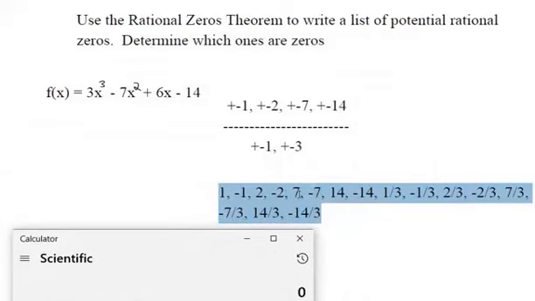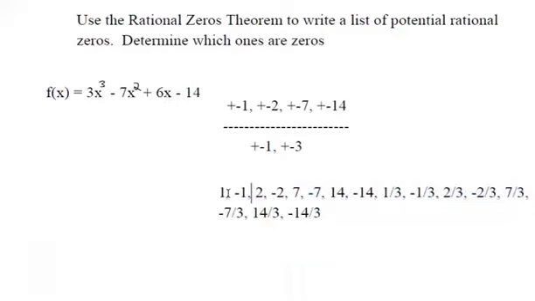So we don't know which ones are zeros, though. That's the crappy thing, is you've got to plug in 1, see if it works out. If I plug in 1 for x, 1 to the third is 1. 3 times 1 is 3. So that's 3 minus 7 is negative 4. Negative 4 plus 6 is 2. 2 minus 4. I plugged in 1. I didn't get 0. So let's move on to the next one. That's not going to be a zero for this problem. Okay.